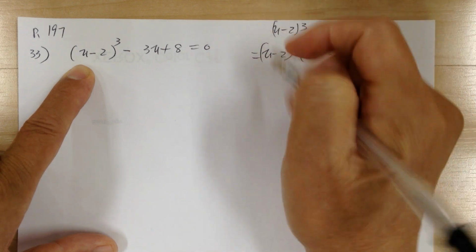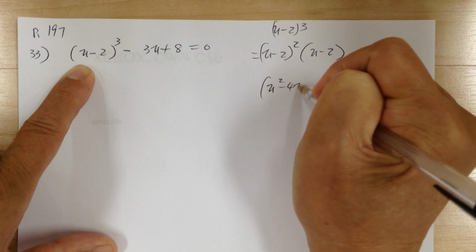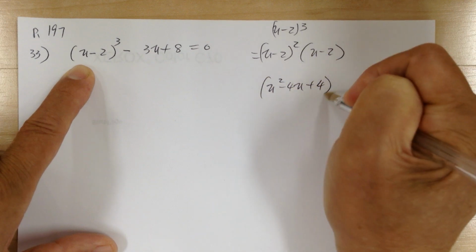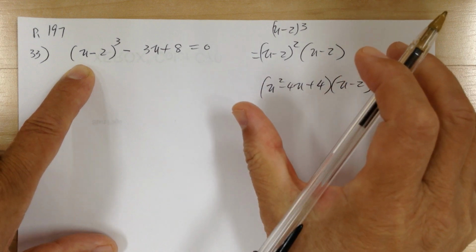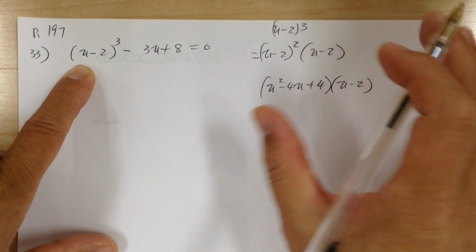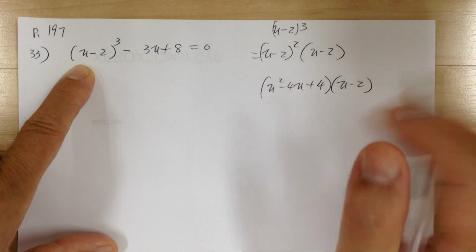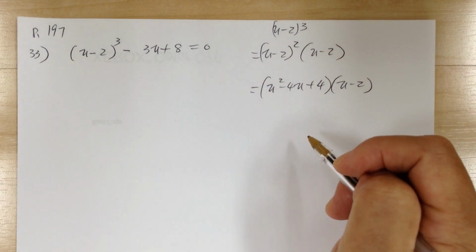And I'm going to do the shortcut. So this will be u squared minus 4u plus 4 times u minus 2. Again, later on you're going to learn how to do the shortcut using something called Pascal's triangle. But right now you haven't learned that yet, so you just have to do it a long way.